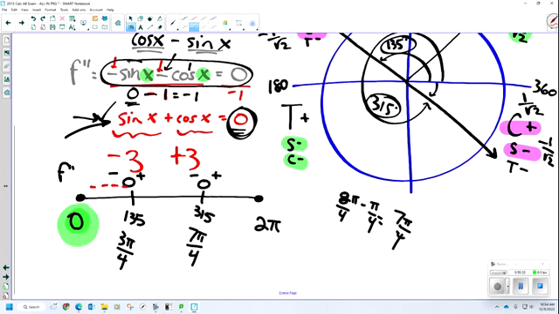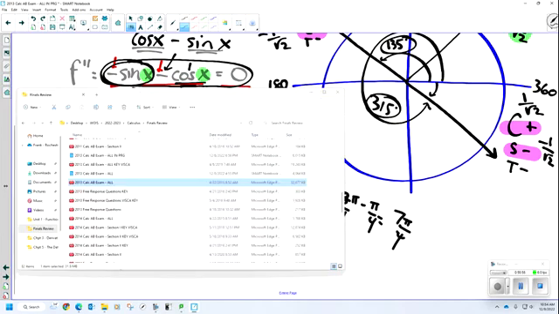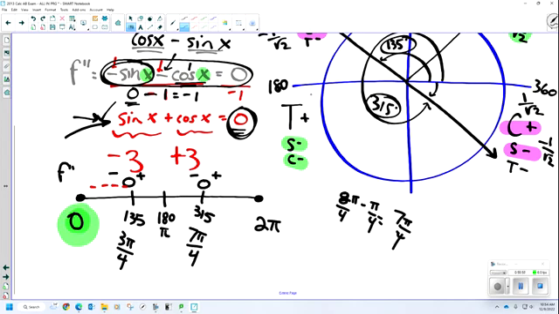Let's pick 180 degrees. That is smack dab in the middle here. 180 is just pi. The sine of 180 is 0, and the cosine of 180 is negative 1. So it's 0 minus a negative 1, which is 0 plus 1, which is a positive value.